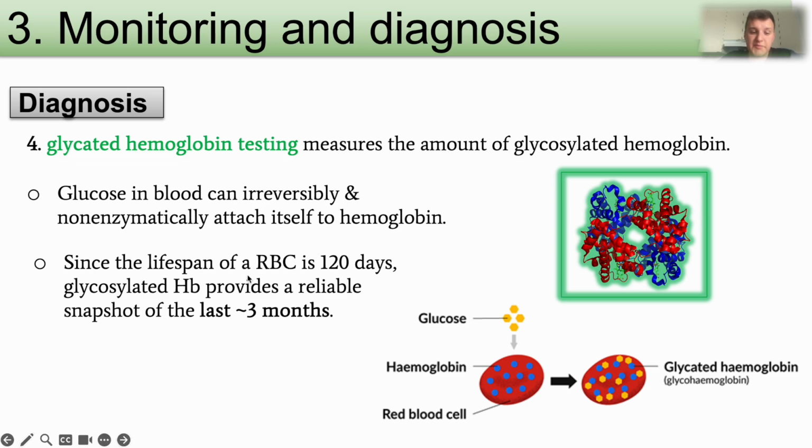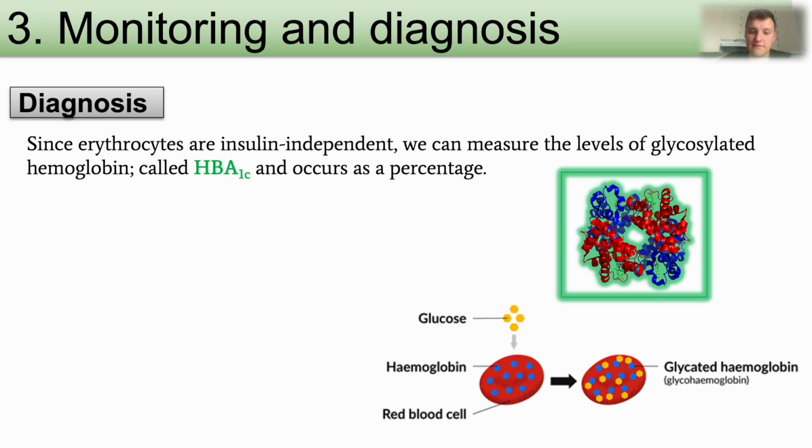And since the lifespan of a red blood cell is about 120 days, the glycosylated hemoglobin provides a reliable snapshot of the last 3 months. Think of it, it's so finicky to measure glucose just like that in the blood. You need to ask the patient to fast and then not to do anything, and then they take the test. Whereas this is more of a long-term snapshot, and we don't need to worry about did the patient actually go and take glucose. So this is another measure of that.